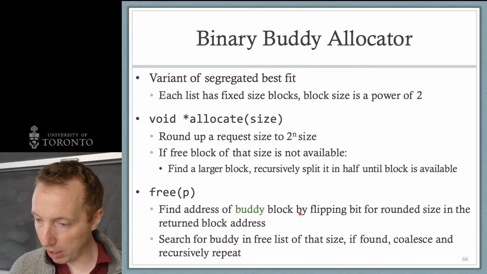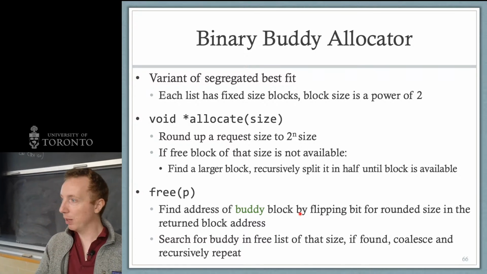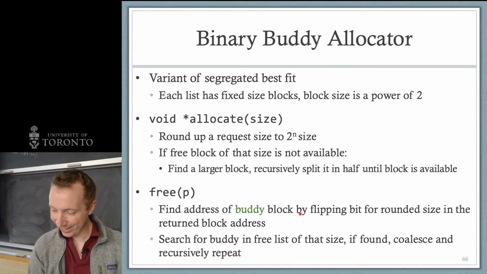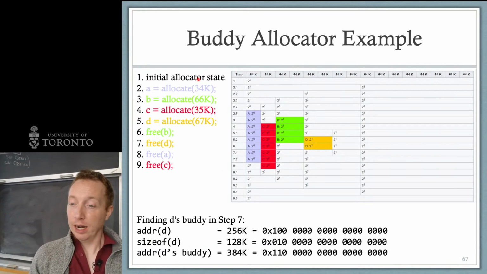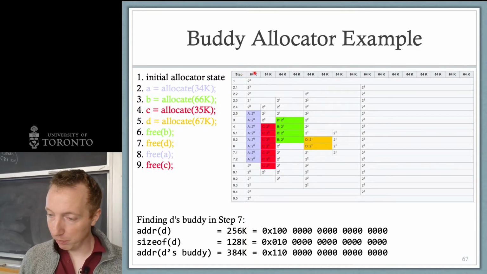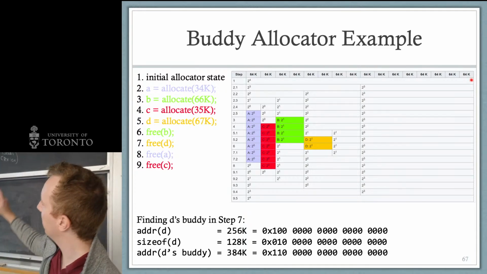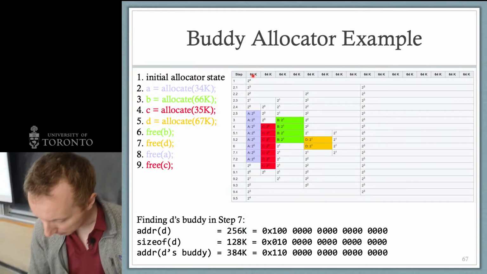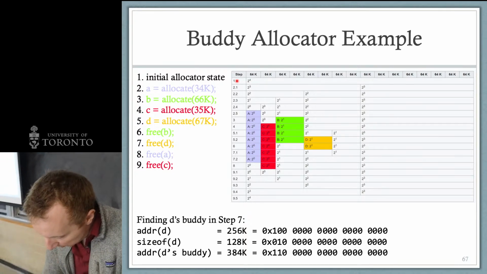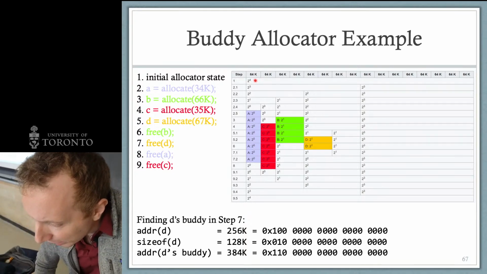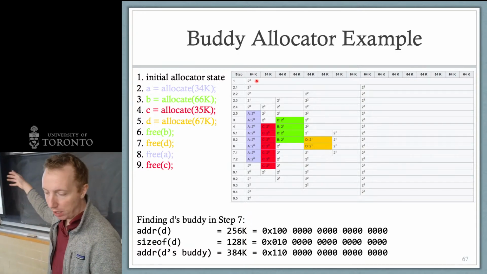So it uses powers of 2. It's easy to figure out who your buddy is. You might not know your buddy's buddy, but you know your buddy just by flipping a single bit. How that works is, assuming we just have this giant region of memory and each column here is a 64K block, which might be a little hard to read. Initially we have 2 to the 8 different 64K blocks.